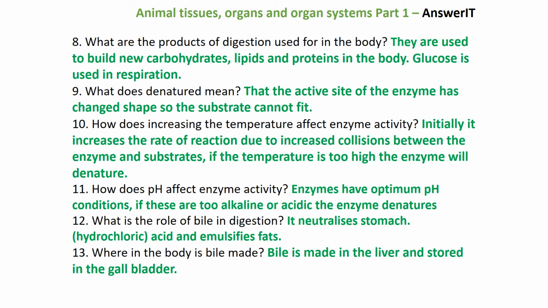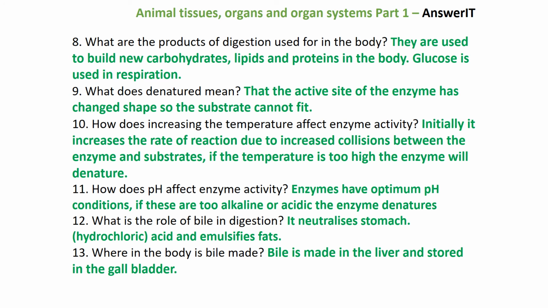Right, last ones. Number 8, what are the products of digestion used for in the body? There's lots of different options. They're used to build new carbohydrates, or new lipids, or new proteins. And a good one to remember because it links with another chapter is glucose is used for respiration.